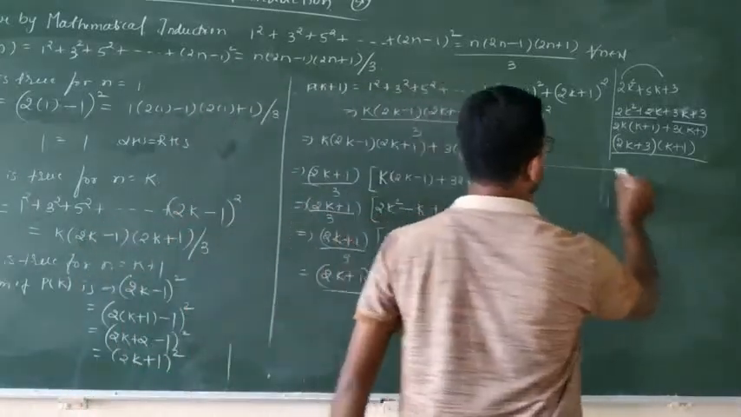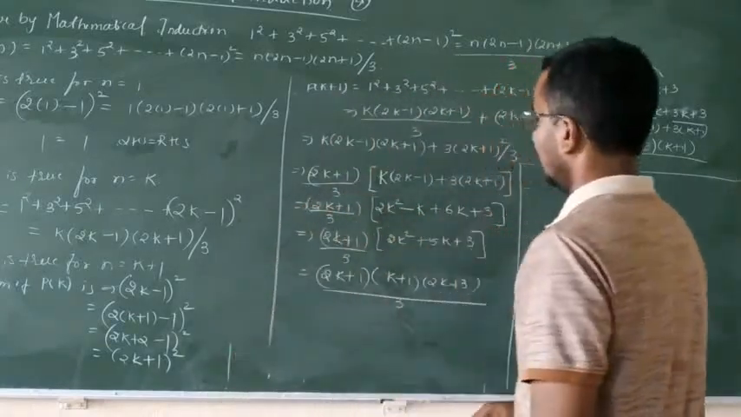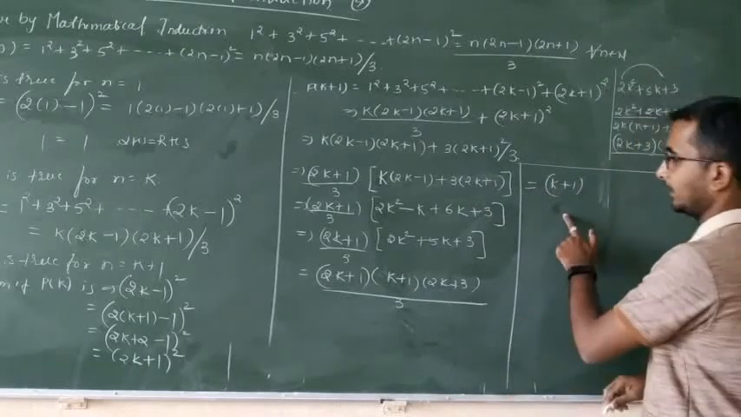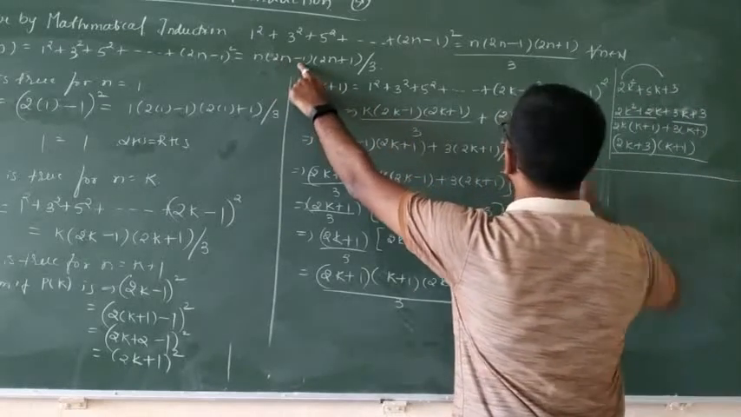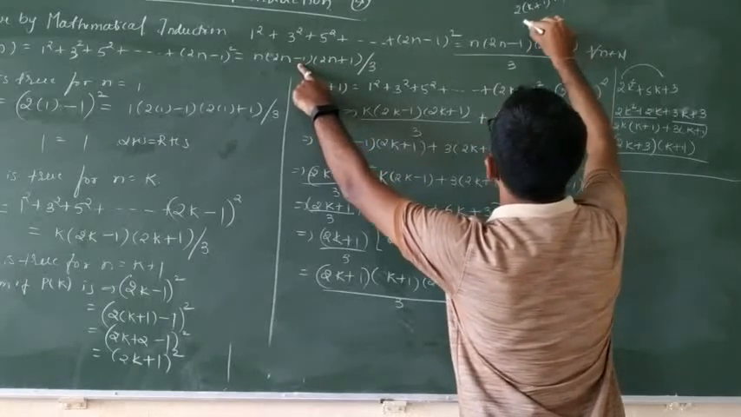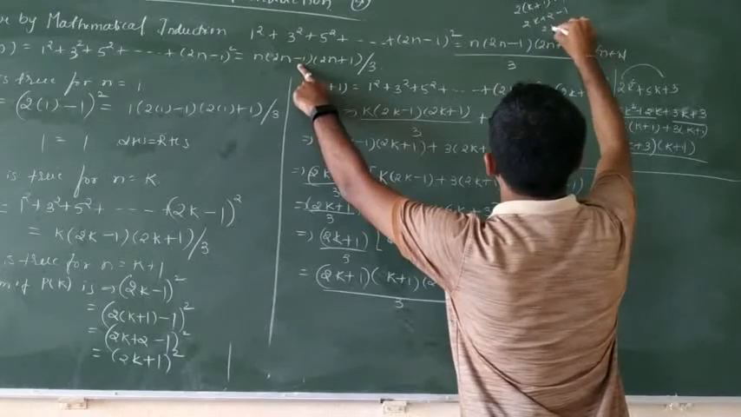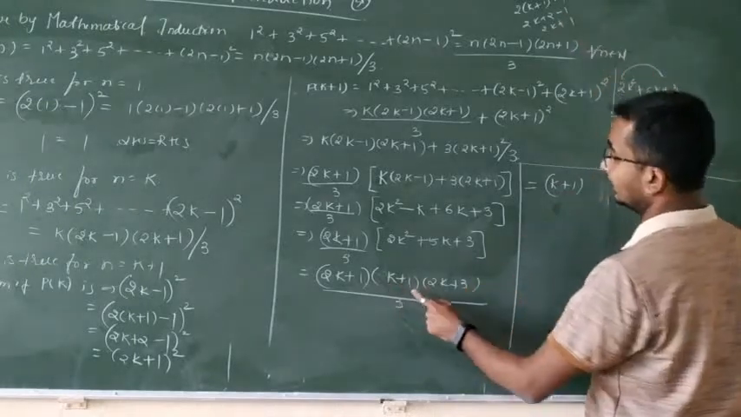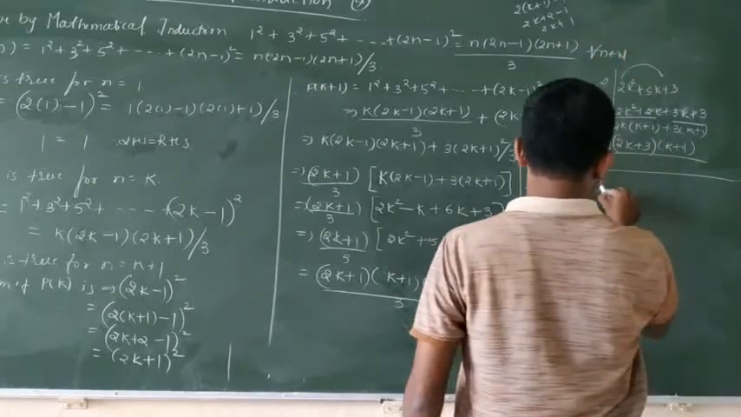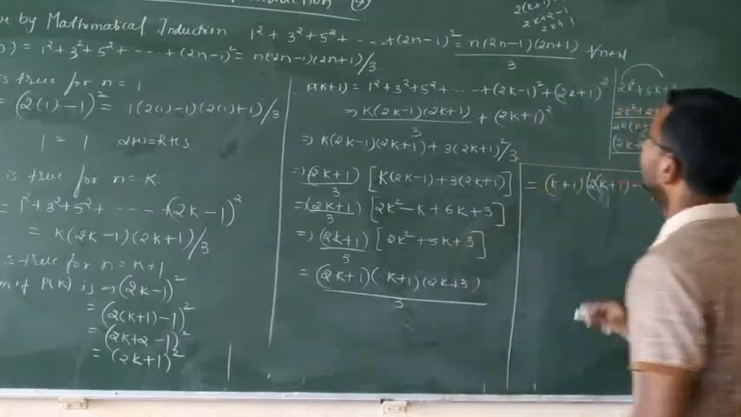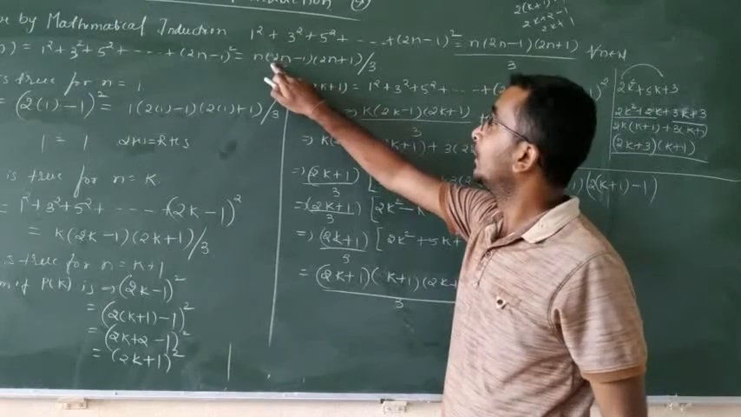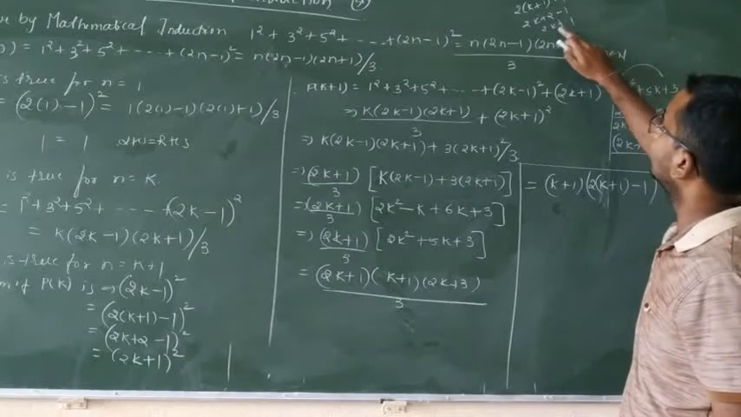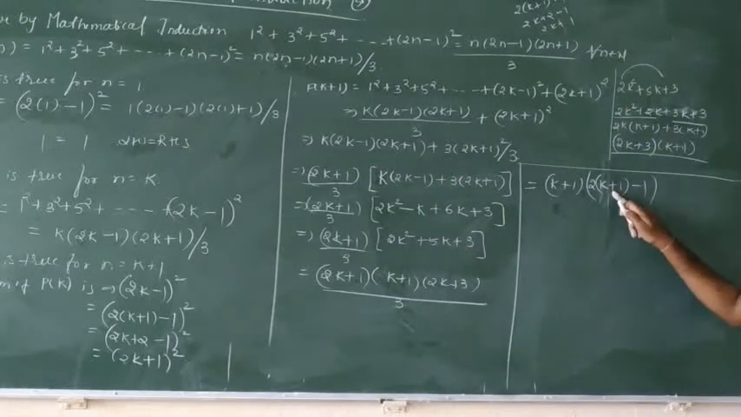Therefore, in place of n, I have to put k plus 1. So k plus 1 for the first factor. Next, 2n plus 1 becomes 2(k plus 1) plus 1, that is 2k plus 2 plus 1, which is 2k plus 3. So 2 into (k plus 1) minus 1 would be 2k plus 1, which is the earlier factor.